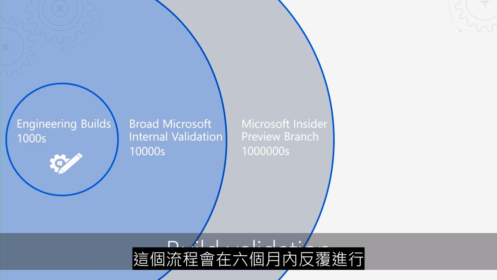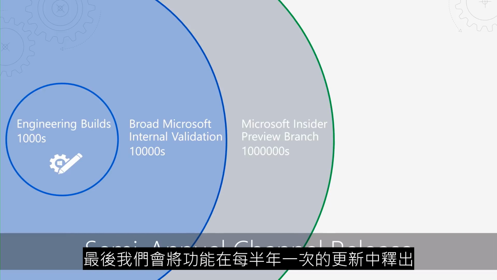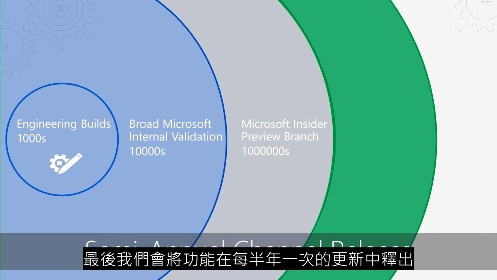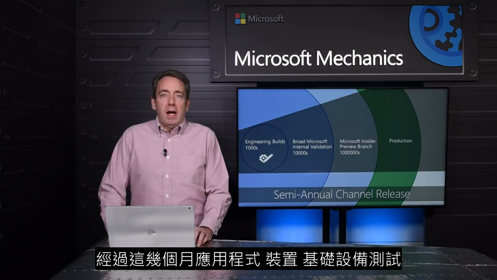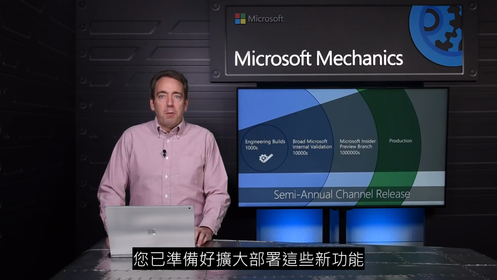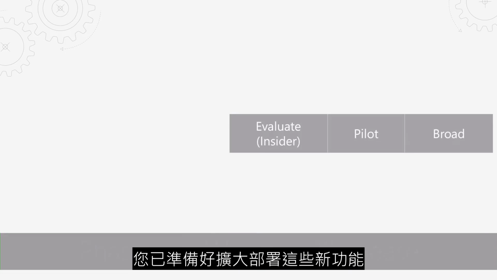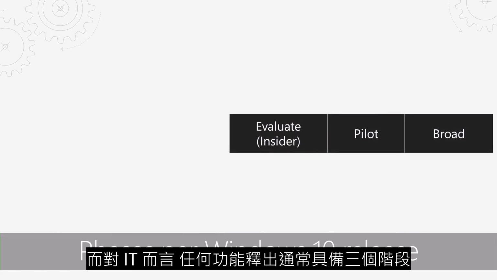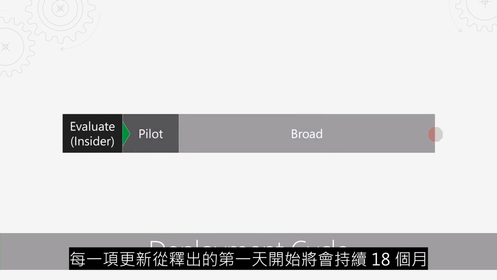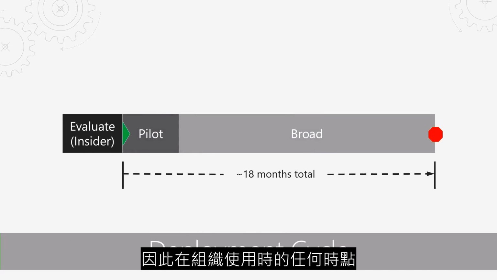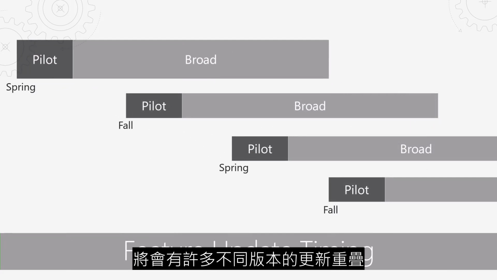We'll repeat that process for 6 months, and at the end of that process, we'll then do a semi-annual channel feature update release each fall and spring. This is when you can start piloting the release. After a few months of piloting to validate your apps, devices, and infrastructure, you should be ready to deploy the same release broadly. So for any release, there are usually 3 phases for IT: evaluation, piloting, and broad production deployment. Each release will be serviced for 18 months from the initial date of release, so at any given time there'll be multiple overlapping releases being used in the organization.